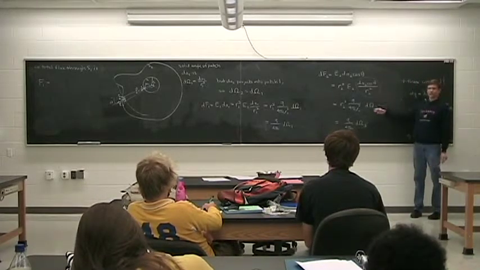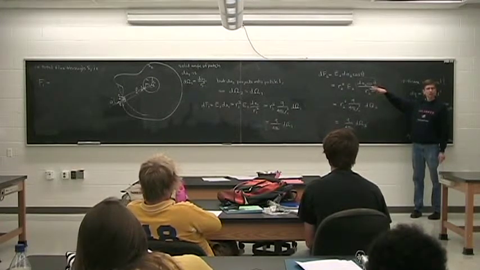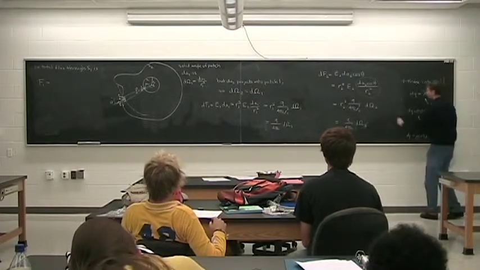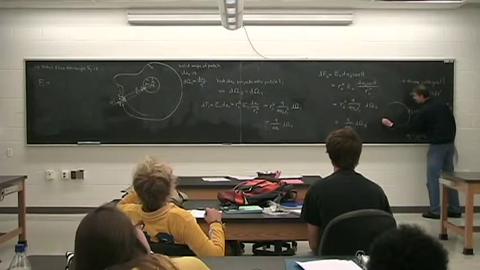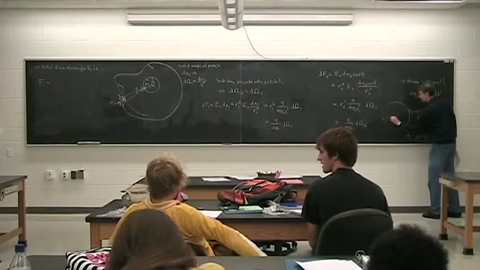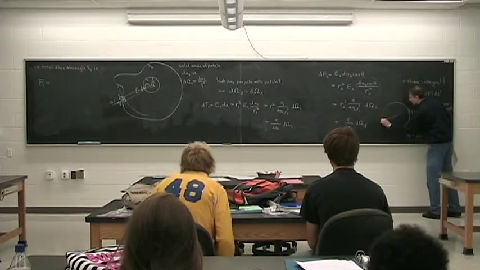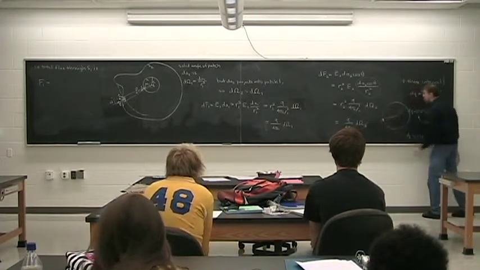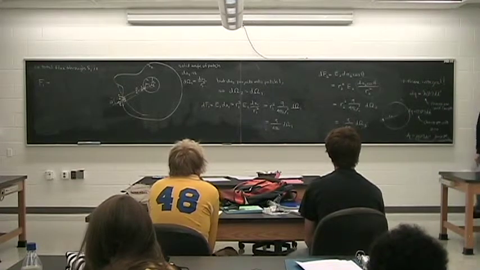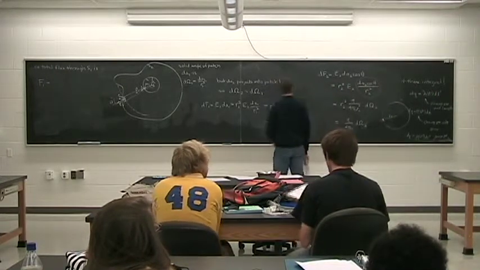On board with this, that d omega 2 is dA2 cosine theta over R2 squared. The projected area of the patch onto the surface of the sphere of radius R2 divided by R2 squared is the solid angle. So here's our patch at some cockamamie angle. We project it onto the little piece of sphere there, and that area, dA2 cosine theta over R2 squared, gives us the solid angle that that patch subtends.